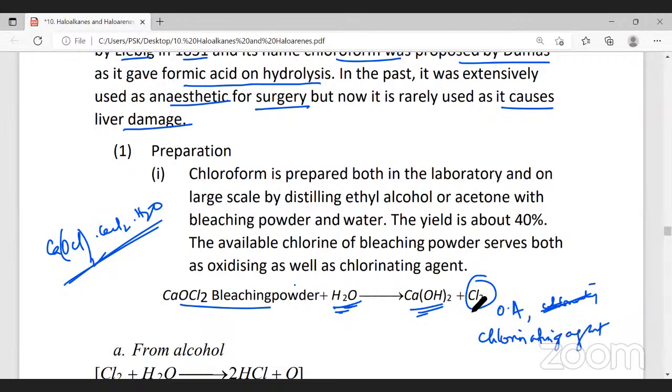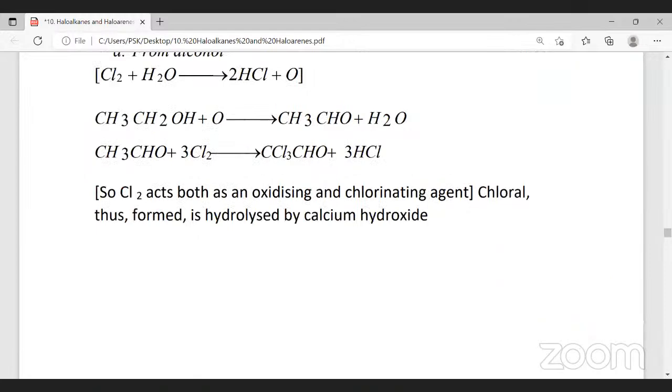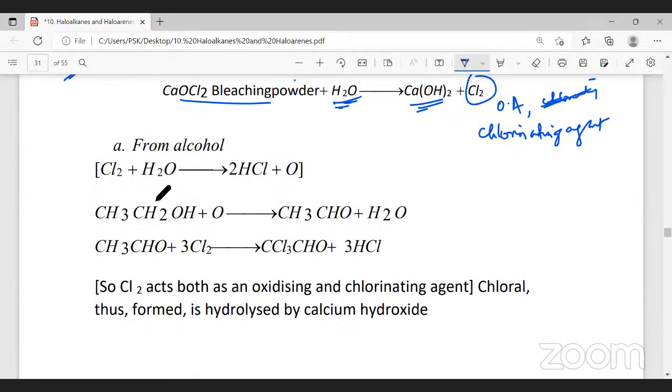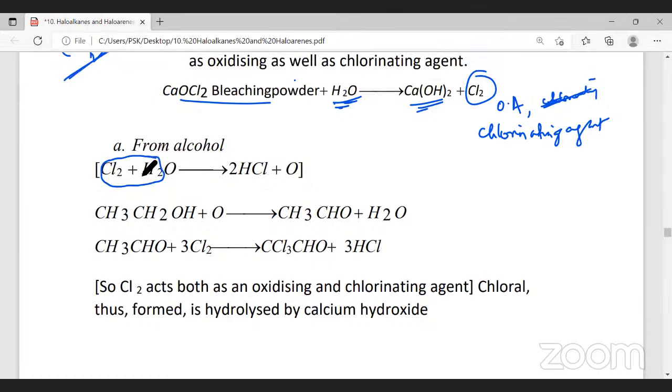Chlorinating agent means which gives chlorine for the reaction. That's to be called as chlorinating agent. Now, how do you prepare chloroform from alcohol? Chlorine reacts with water to form HCl. You can see here, these two H and Cl2 get eliminated as HCl and nascent oxygen is given. Since nascent oxygen is given, this is a good oxidizing agent. Chlorine is a good oxidizing agent.